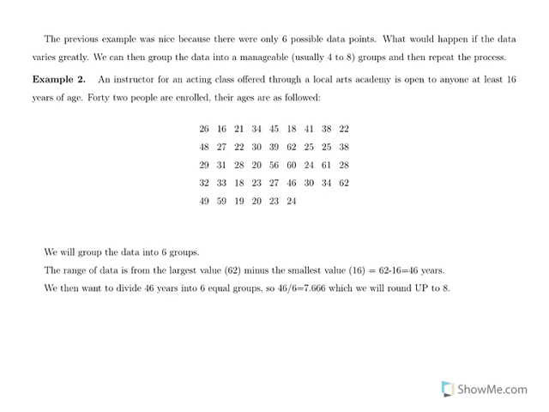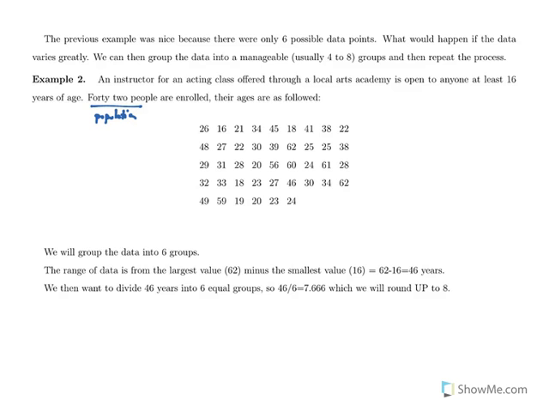An instructor for an acting class offered through a local arts academy is open to anyone at least 16 years of age. 42 people are enrolled. Their ages are as follows. And note that this 42 corresponds to the population, the 42 people. And we have all those ages, not given in any particular order.